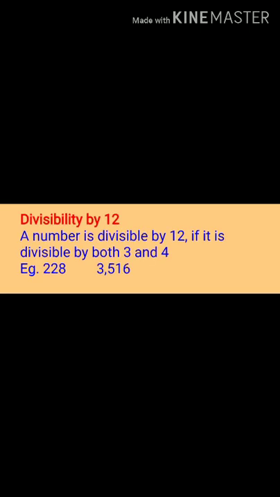Next one is the test of divisibility by 12. A number is divisible by 12 if it is divisible by both 3 and 4. You all know about 3: the sum of the digits is divisible by 3. Here are some examples for you. 228. 8 plus 2, 10. 10 plus 2, 12. So the sum of the digits is 12. 12 is divisible by 3.